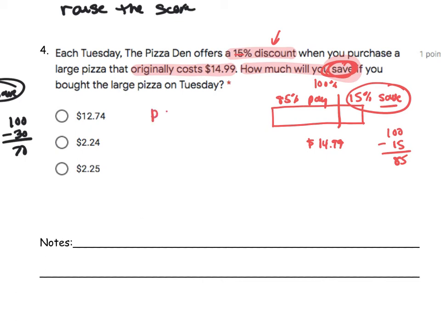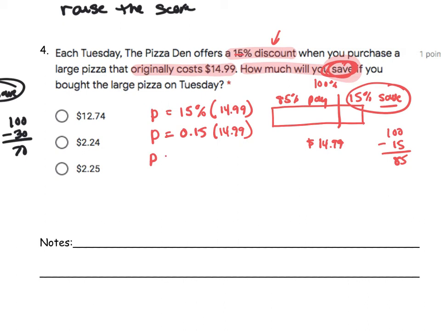The part I'm trying to figure out that I'm going to save requires me to use the 15% discount times the amount of the pizza, so $14.99. I'm going to scoop the decimal 2 places to the left or divide 15 by 100, and that's going to give me 0.15 times $14.99. So now pause and use your calculator, please, and multiply.